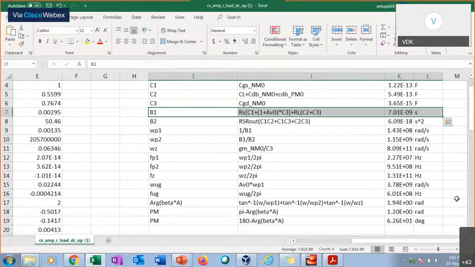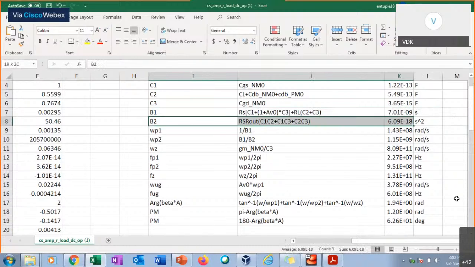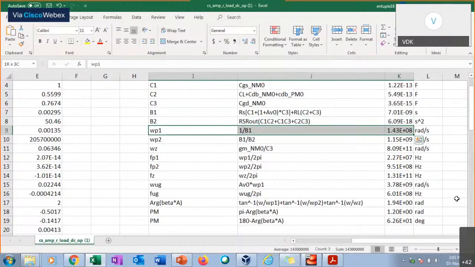Similarly, B2 is the sum of products of time constants as seen by each of the independent capacitances. So that's the expression, and that's what we calculate. Then we calculate the first pole frequency, the dominant pole frequency, using the dominant pole approximation with this simplified transfer function expression as 1 by B1, so many radians per second. And therefore, we get FP1 as approximately how much?